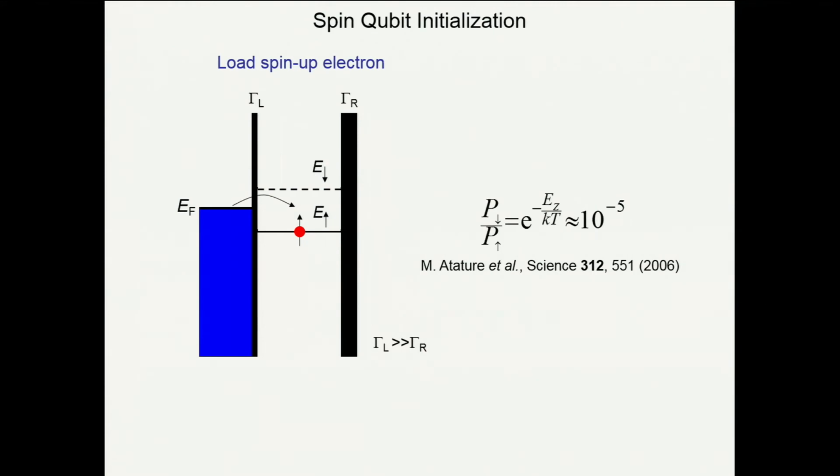And if you do this at low temperatures and high magnetic fields, it was shown by Seigo Tarucha's group that the error rate can be quite small, a part in 10 to the 5 error rate. It's basically just a Boltzmann factor. So you work at high field, low temperatures, and this works pretty well. Okay, so that's spin initialization. If you had 5 spin qubits, you would just do this for each qubit.